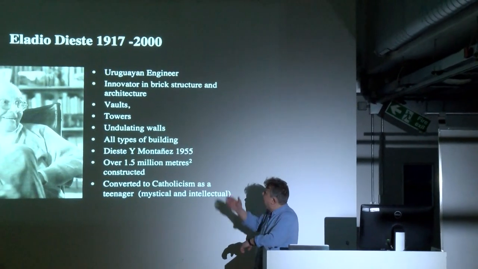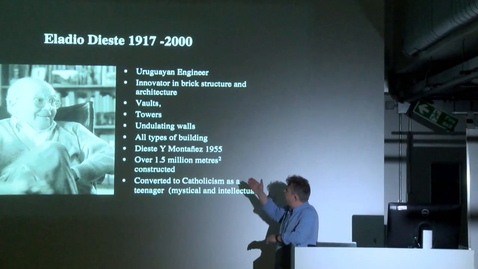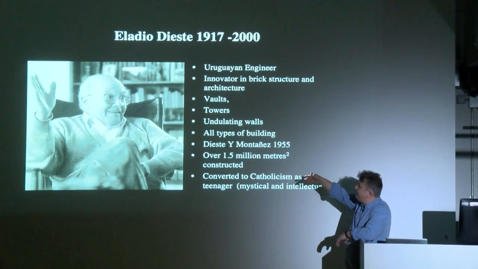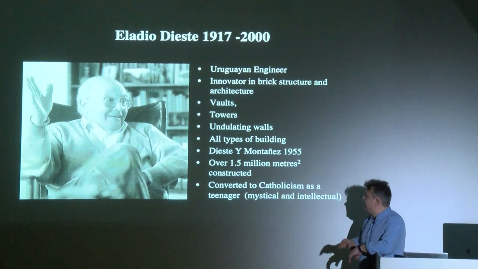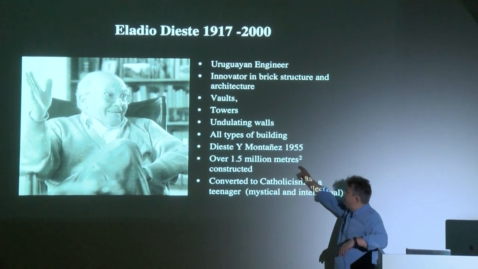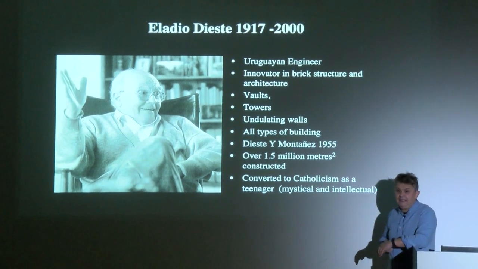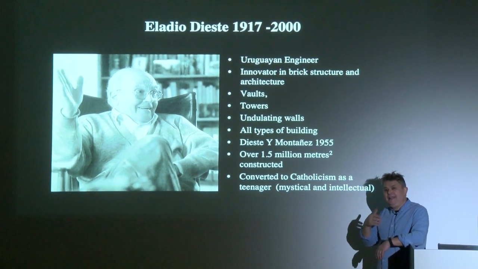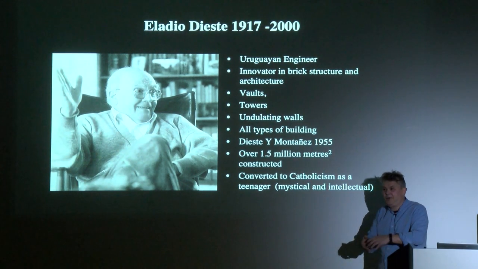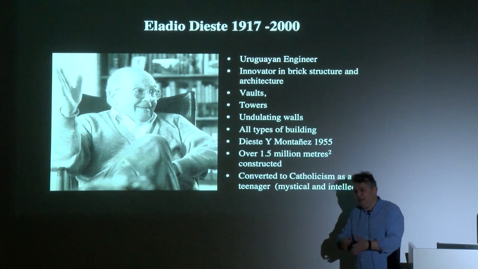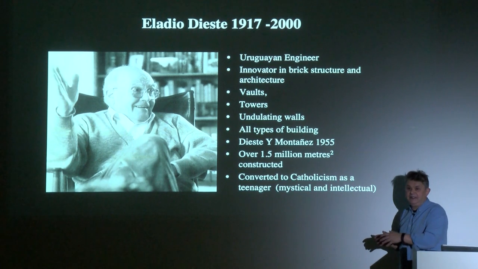So he died in 2000. A Uruguayan engineer, innovator in bricks. He created a whole series of forms, vaults, towers, these undulating walls, applied in many different types of buildings. He formed this company, Dieste and Montañez, with his partner from university, Eugenio Montañez, in 1955. And they not only designed structures and buildings, but actually built them. So he was responsible from the conception through to the handover. And that was really important in his work.